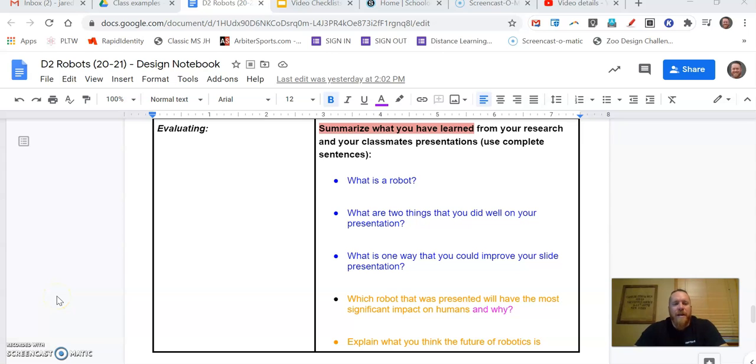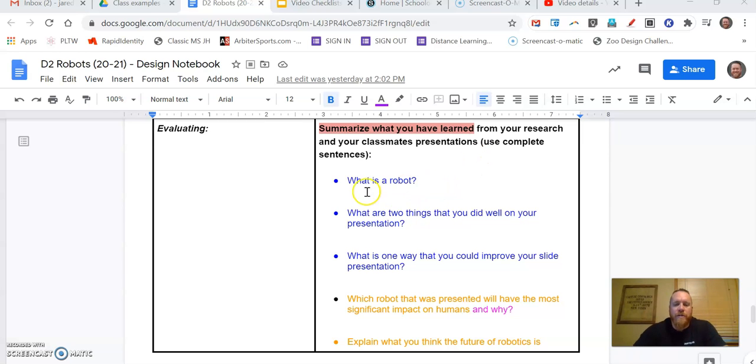That was seamless. Now that we've got our design notebook open, we are down in the evaluating part of our design notebook. And so today, you're going to summarize what you learned from the research that you did and then from your classmates' presentations. And we are asking that you answer these in complete sentences. Using complete sentences is a way to really communicate professionally and make sure that we have our complete thoughts as we are responding to this.